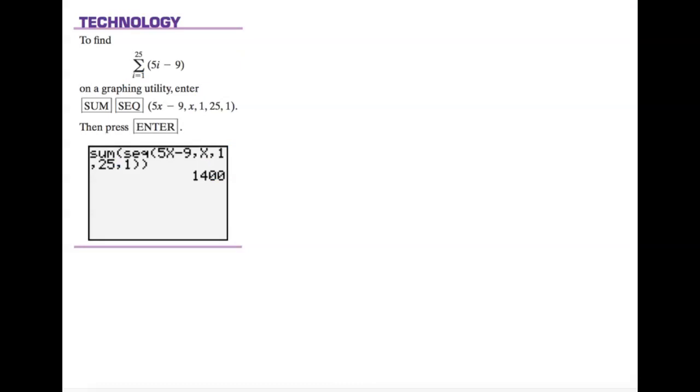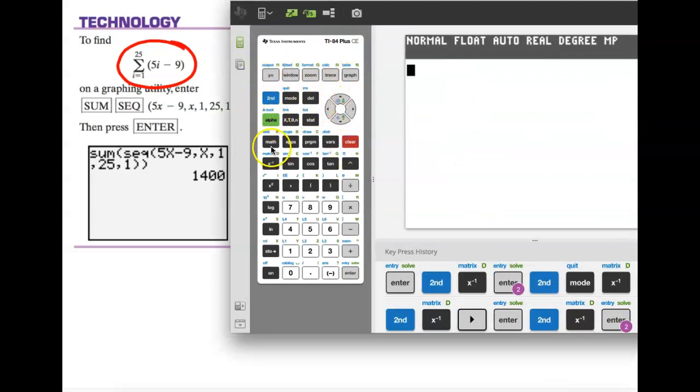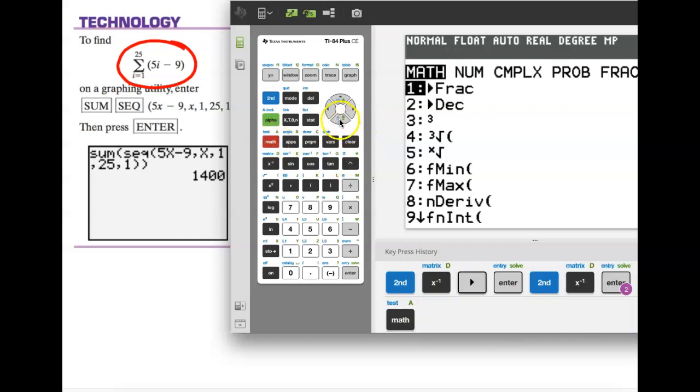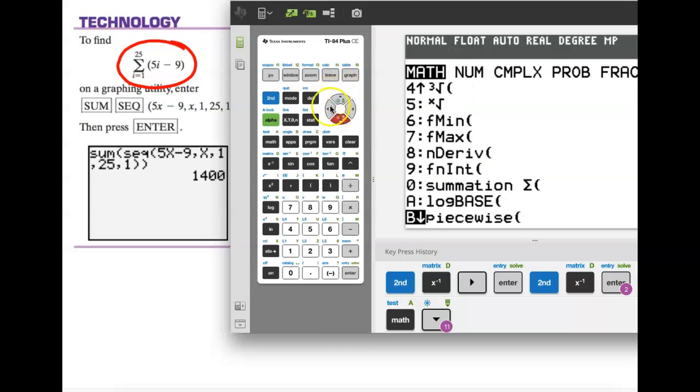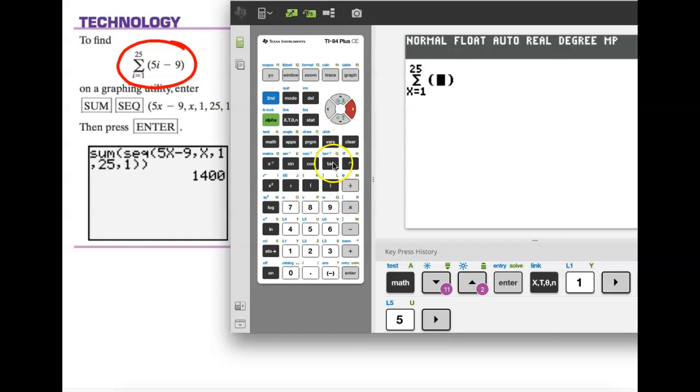So doing that previous example here. So here's our sigma notation. I'm going to change that to the letter X, and then 5x minus 9, and there's 25 terms. All right. So where you go is your math button right here, and you're going to scroll down to summation, sigma. So right there, enter, and it's asking you for alpha. I'm just going to choose the variable x, and that first number is 1. And then how many terms we have is that top number, 25. And then we're going to put in your general formula.